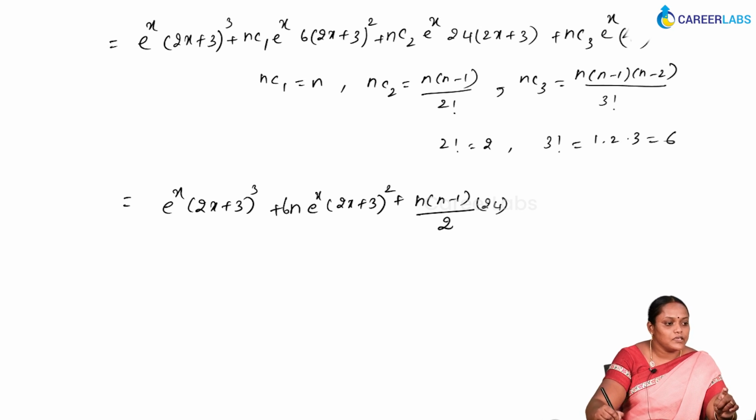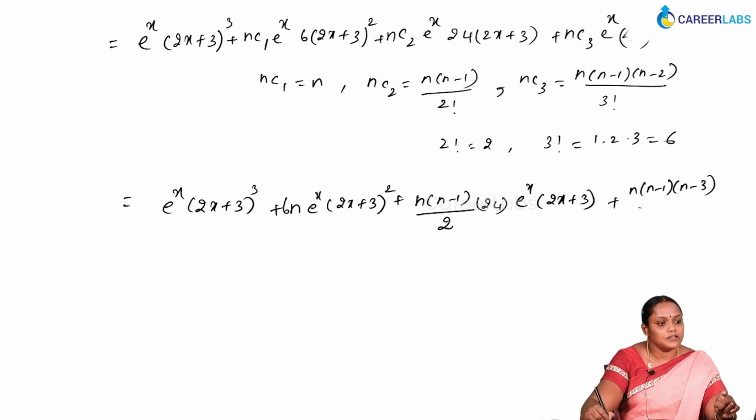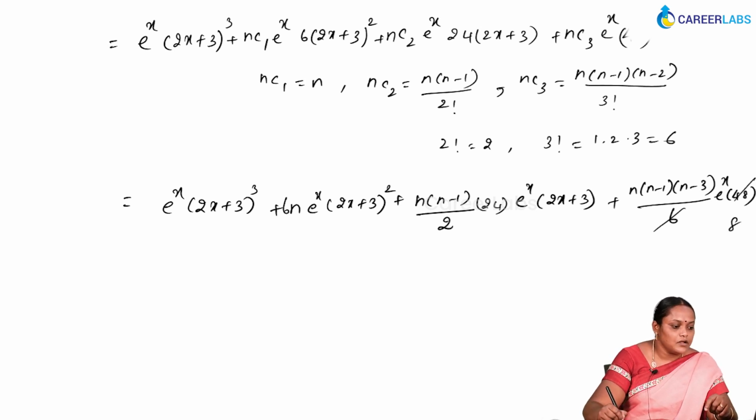24 times e power x into 2x plus 3. And for the next term, it is n into n minus 1, n minus 3 divided by 3 factorial, that is 6, e power x into 48 is there. So here you can cancel out. So this is 8 times, and over here this is going to be 12 times.